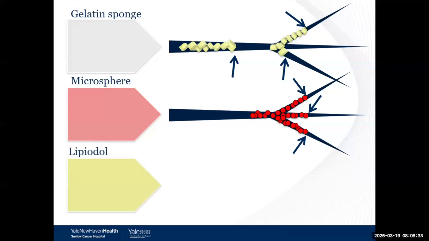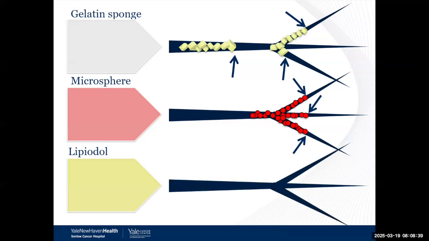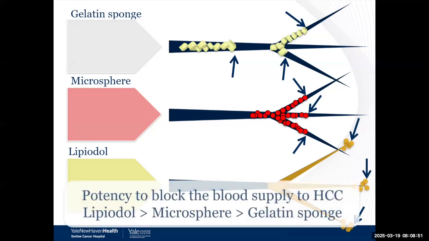Lipiodol is basically a liquid embolic agent. It is iodinated poppy seed oil. When you inject that, it goes all the way into the capillaries and casts out the tumor supply, penetrating all the way distal. So the potency to block the blood supply to HCC is very high for Lipiodol, also high for microspheres, and slightly less high for gelatin sponge, but all three work very well.